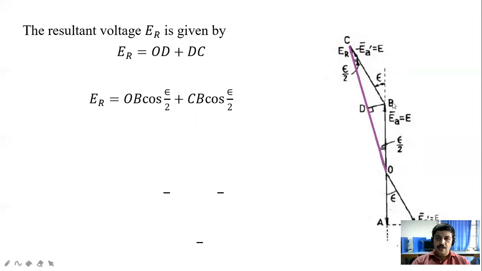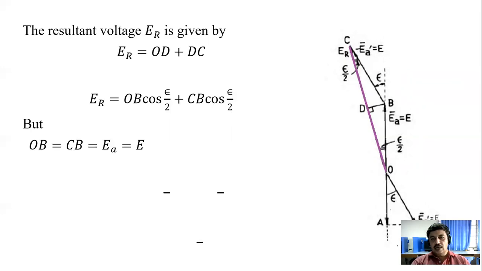Similarly, if we consider triangle BDC, angle BDC is equal to 90 degrees, and angle BCD is equal to epsilon by 2. So again we can apply the cosine function here. So DC is equal to CB cos of epsilon by 2.